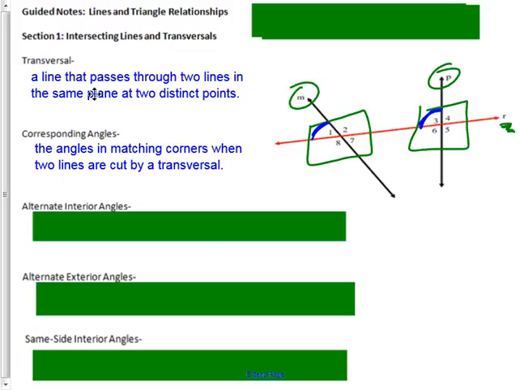If I wanted the bottom right one over here, so angle 7, the corresponding angle would also be the bottom right one, so angle 5 over here. So we'd say angle 7 and angle 5 are corresponding, angle 1 and angle 3 are corresponding. Corresponding angles.